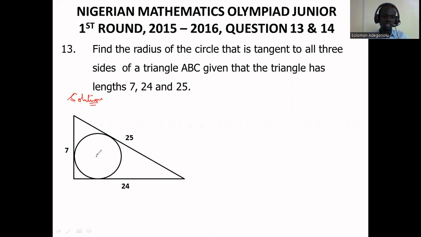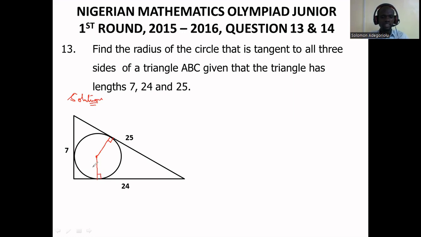This is the center of the circle. If I draw a line here, which is the radius, it touches this tangent, so it is perpendicular to this tangent. Also, if I draw this down here, which is also the radius, it is also perpendicular to this tangent.